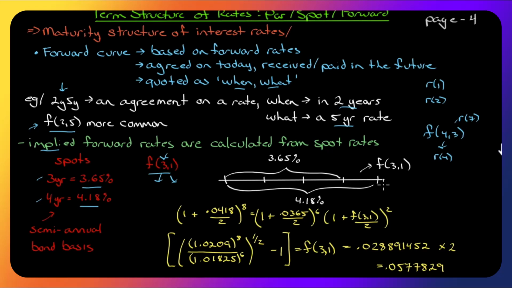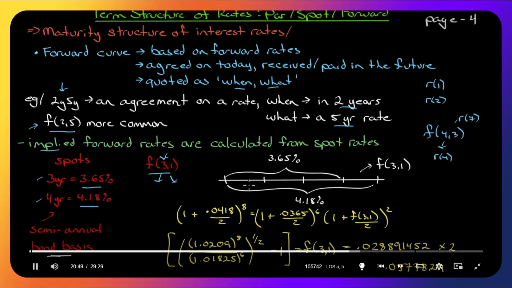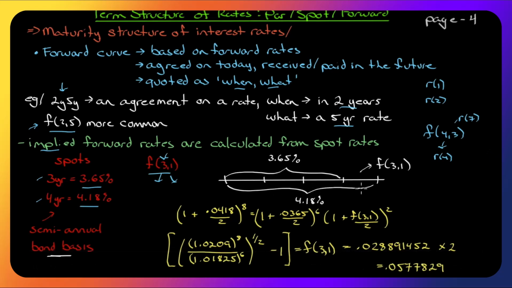So let's draw a timeline just so that we can see visually what we're solving. Here's our 4-year spot rate on the bottom, 4.18%. That's 4.18% per year. And we're going to use a semi-annual bond basis here. So that means we get paid every 6 months. It's going to compound every 6 months. So since this is 4 years, there's actually 8 compounding periods in here. Here's 3.65% per year for 3 years, again, on a semi-annual bond basis. And here's the rate we have to solve for.